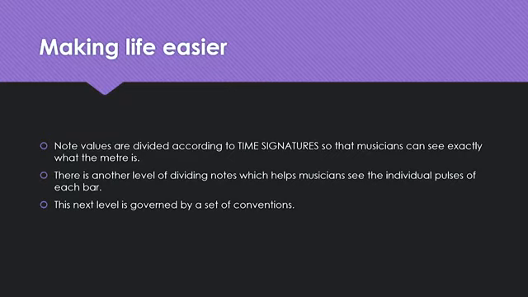So we need to try and make life easier for those who are going to be reading the music that we write, or maybe for ourselves if we are writing music to remember that in the future, or if we are going to perform from a particular piece of music that we have written. Note values are divided according to time signatures so that we can see exactly what the meter is. But there is another level of dividing notes which helps musicians see the individual pulses of each bar. This next level is governed by a set of conventions which we are going to learn now.